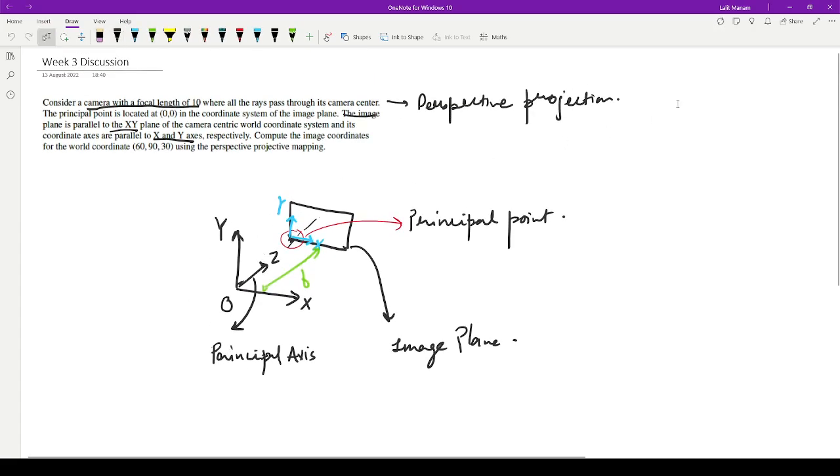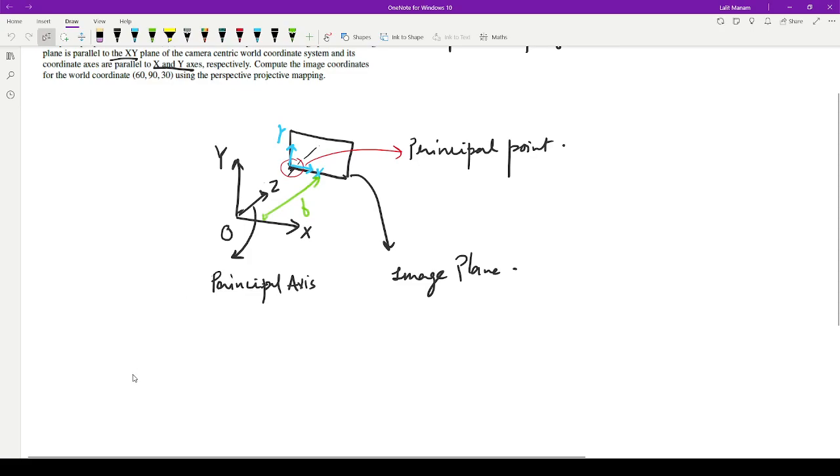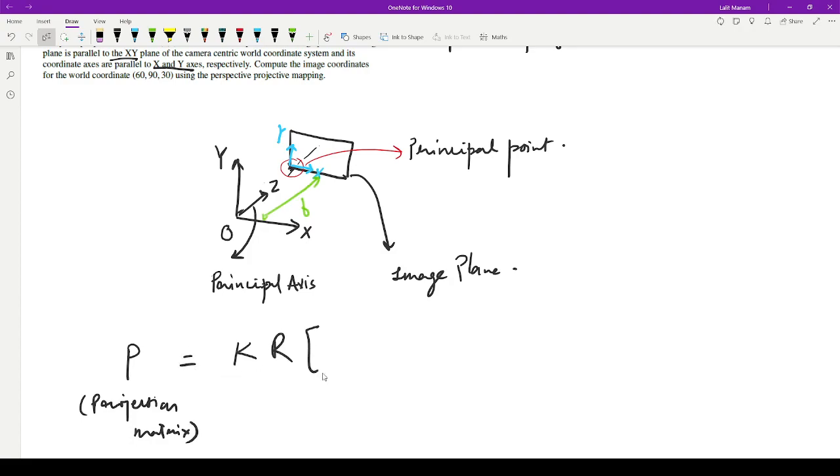So what do we know about cameras till now? There is a projection matrix P, which is given as K R [I | minus C tilde], right? What is the dimension of K? And what is K? K is the intrinsic matrix. What is its dimension?